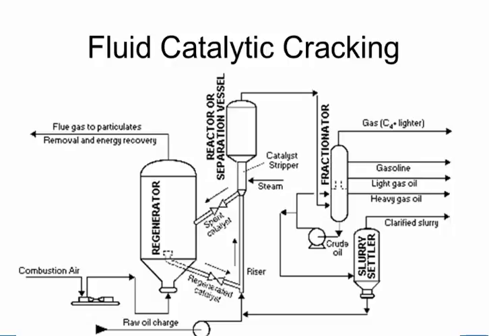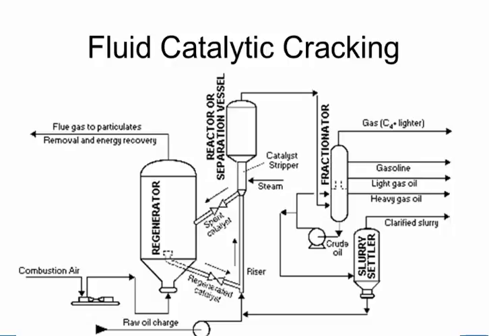So you've shown the main pieces of equipment. One is the regenerator for the catalyst. Then you've got your reactor separation vessel, where it strips out, and you've got your fractionator, which is nothing but a distillation column, and you've got your slurry settler. That's about it that you have to worry about.